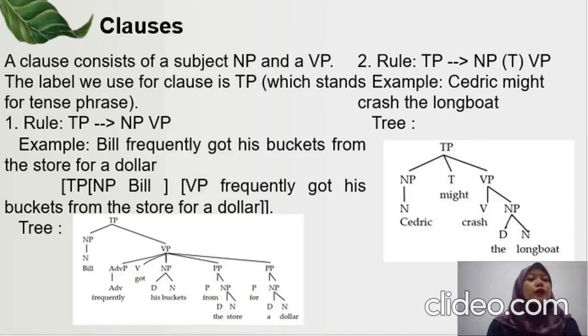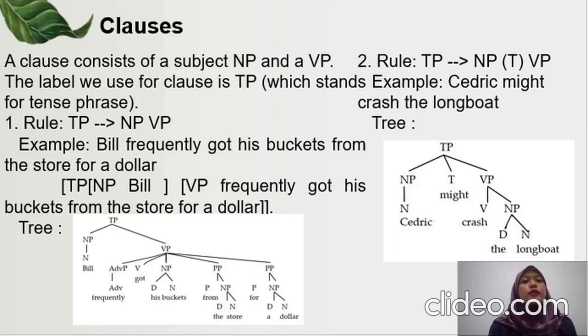And we are going to talk about rules in clauses. A clause consists of a subject NP and a VP. The label we use for clause is TP, which stands for tense phrase. The first rule indicates that a tense phrase, which represents a clause, consists of a noun phrase serving as the subject and a verb phrase representing the predicate. In the example, Bill served as the subject NP and frequently got his box from the store for $1 forms the VP, indicating the action performed by the subject.